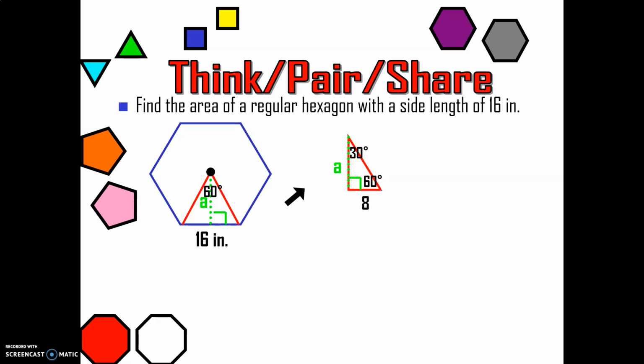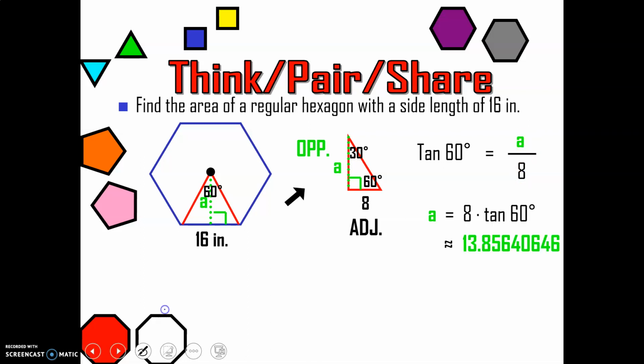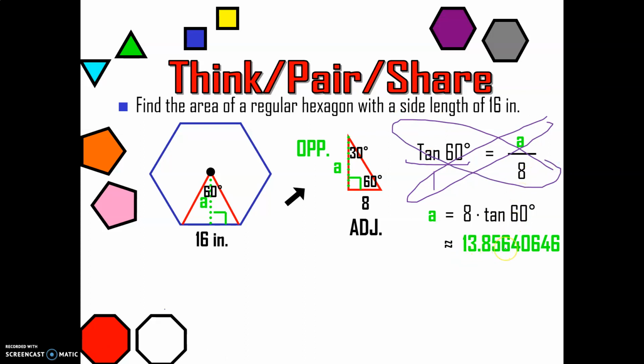And here is where you can use the rules of 30, 60, 90 triangles if you'd like, or you can just go ahead and stick with SOHCAHTOA. So I'll show you both methods, but here I'm using the opposite and adjacent trigonometry method. So that's our opposite from 60, and that's our adjacent from 8. So tangent 60 is equal to the opposite over the adjacent, and when we cross multiply as we did before, we'll do that again. I'll put a 1 under here. A is equal to 8 times tan 60. I get about 13.85640646.